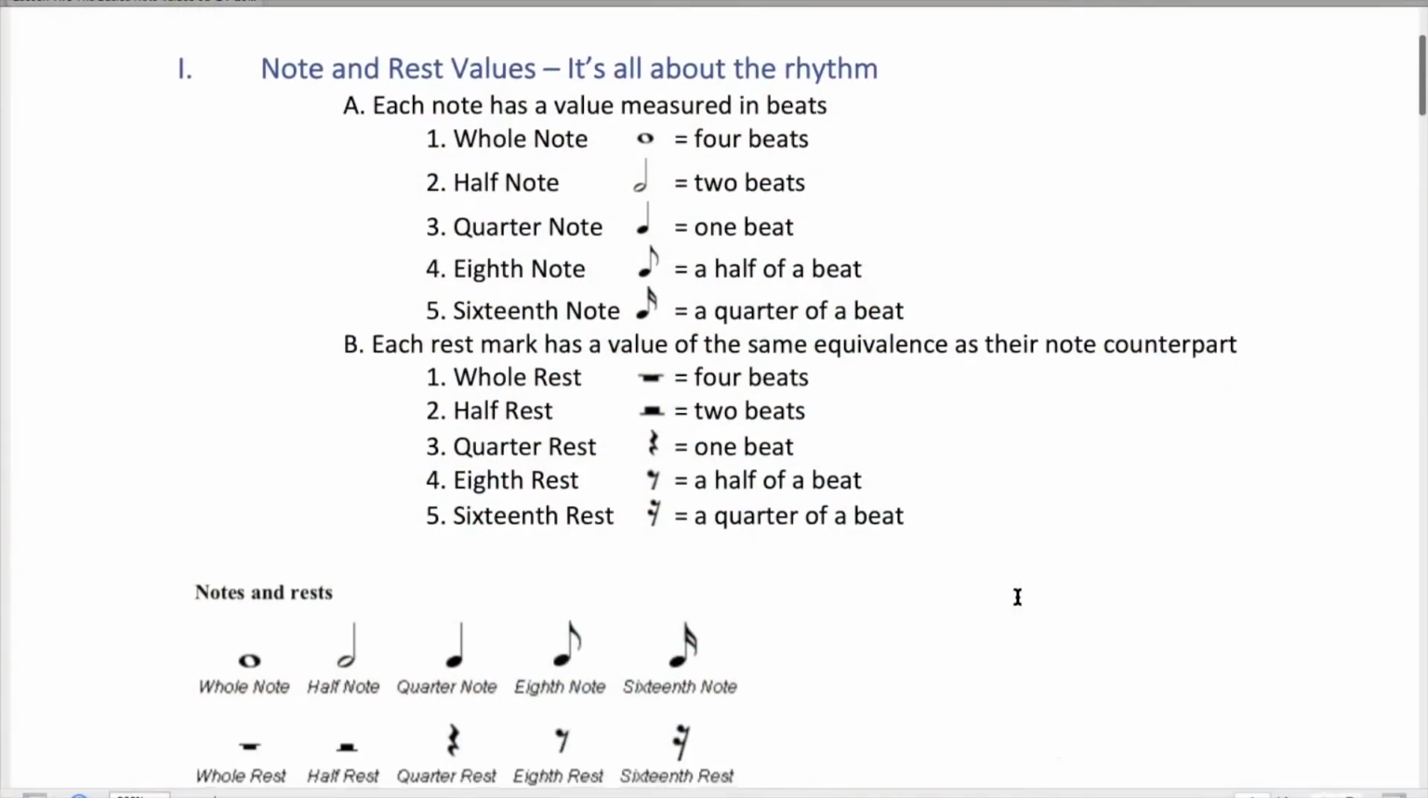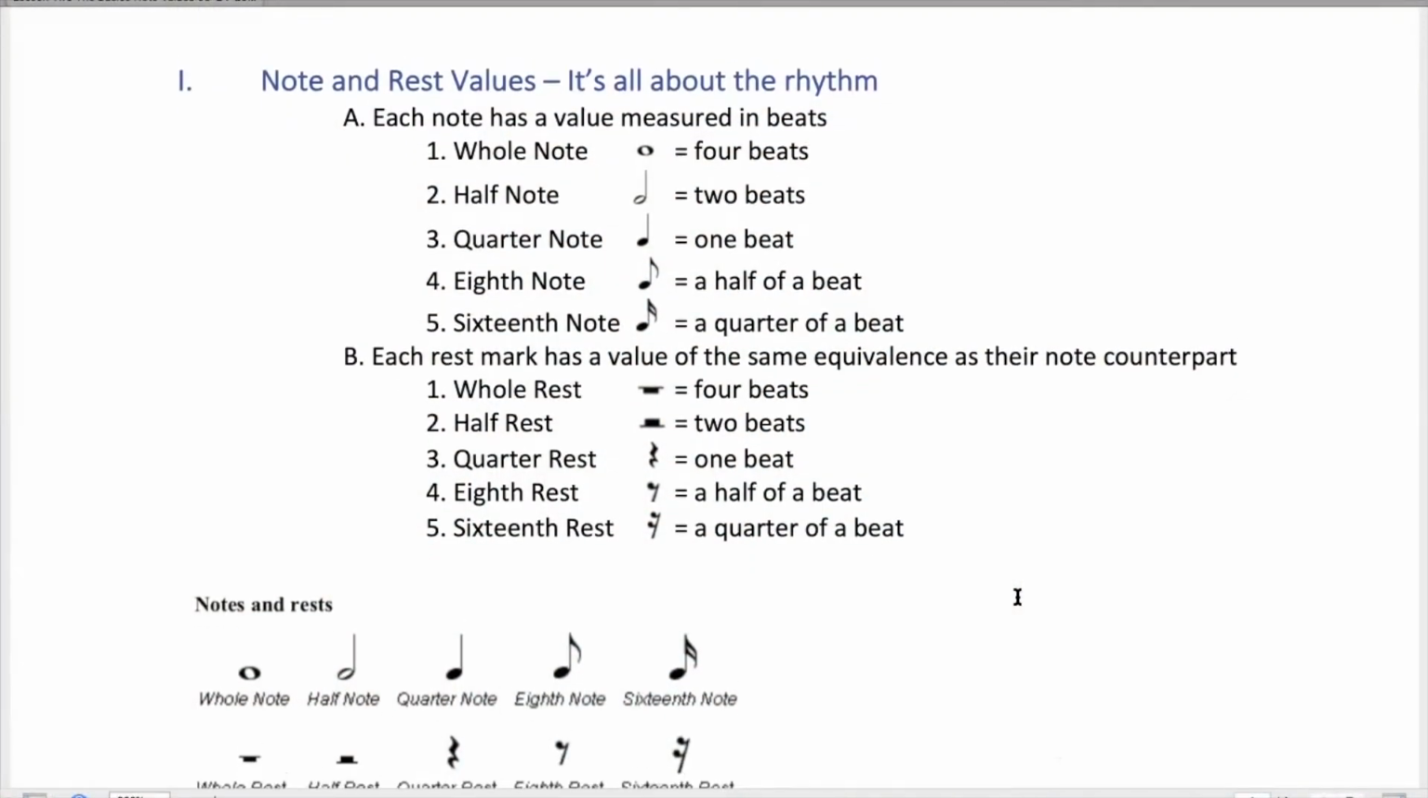You may recall last week we talked about the basics, which is the music staff, the names of the notes on the lines and on the spaces. Today we're going to talk about notes and rest values. It's all about the rhythm.